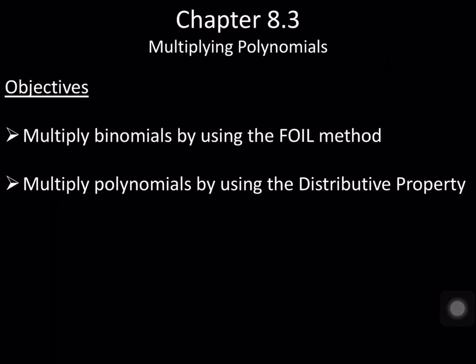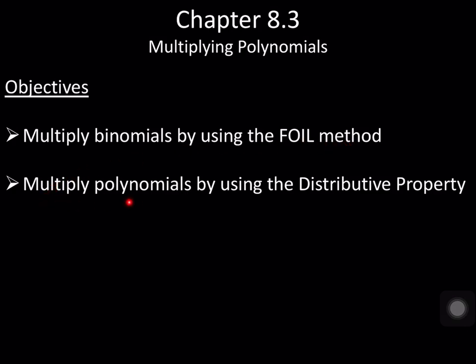In this part of chapter 8, we're still multiplying polynomials, but specifically in this one, we want to introduce a couple of different methods. In the previous lesson, we were multiplying a monomial, one term, into a polynomial, more than one term typically. Today we want to look at the FOIL method, which we'll use specifically for binomials. If I have a binomial times a binomial, the FOIL method is one of the ways that I might use to distribute, to multiply polynomials.